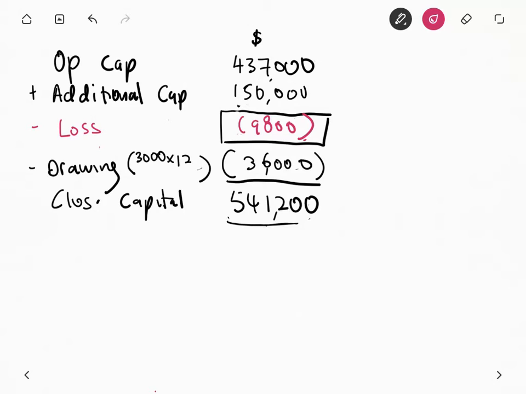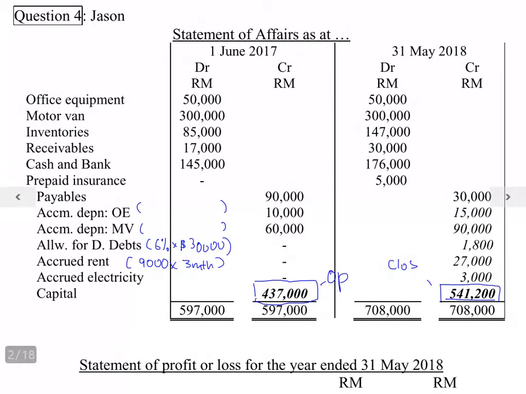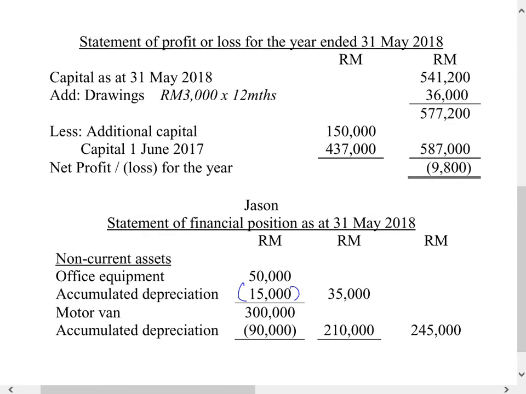Okay. Again, the model answer format will be slightly different, right? Start from what? Start from closing capital plus drawing minus additional capital. I'll give you the answer now. Have you taken this one? Yes. Closing plus drawing minus additional capital. 9,008 loss.